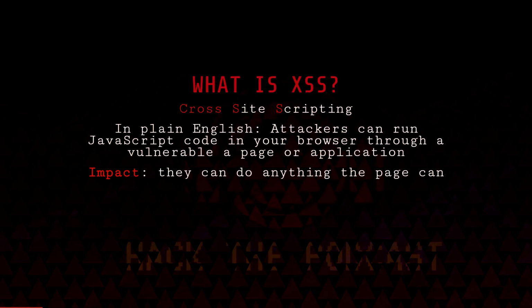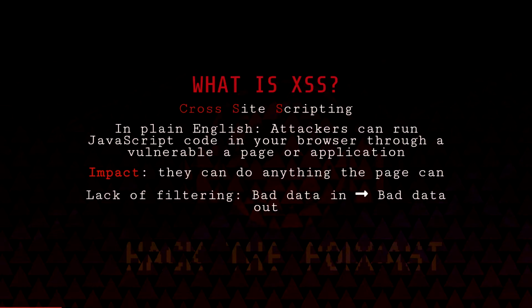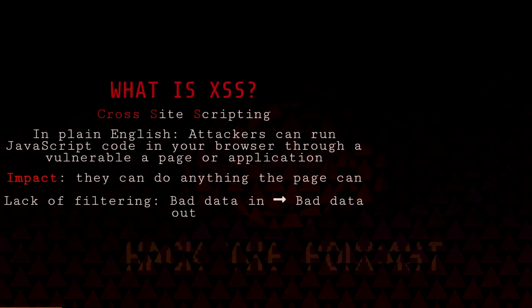So first, of course, what is XSS, right? It's cross-site scripting. In plain English, it's a vulnerability where attackers can run JavaScript code in your browser through some vulnerability in the page, application, or a client-side library, which lets you inject code. The impact is that they're able to do anything that the page can. Essentially, there is no way for the browser to tell the difference between the malicious script and what the web server itself says is valid code. So the browser will treat them as the same, which means that the script can do the same things. This is almost always caused by a lack of filtering. Bad data comes in and you don't do anything about it, and you also let bad data get outputted to the page. It's just going to be a bad time all around.